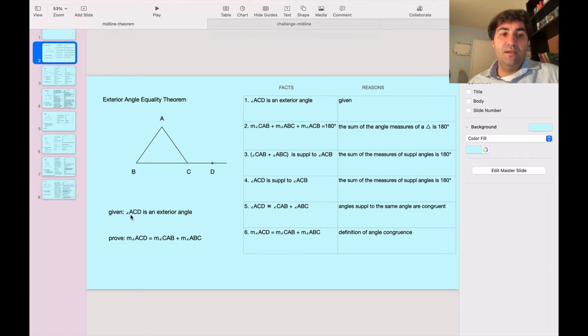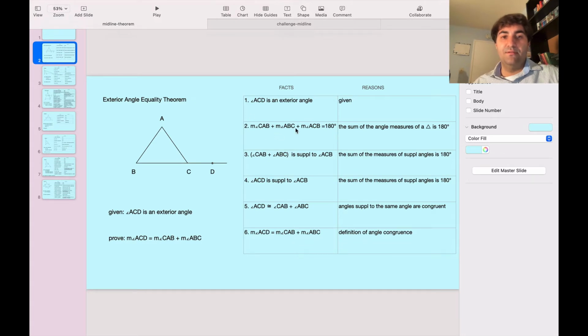We're given that angle ACD is an exterior angle, and we're going to prove that the measure of angle ACD is equal to the measure of angle CAB plus the measure of angle ABC, these two angles. So write down what we know, and then apply the fact that the sum of the angle measures of a triangle is 180 degrees to triangle ABC. You get the measure of angle CAB plus the measure of angle ABC plus the measure of angle ACB is equal to 180 degrees.